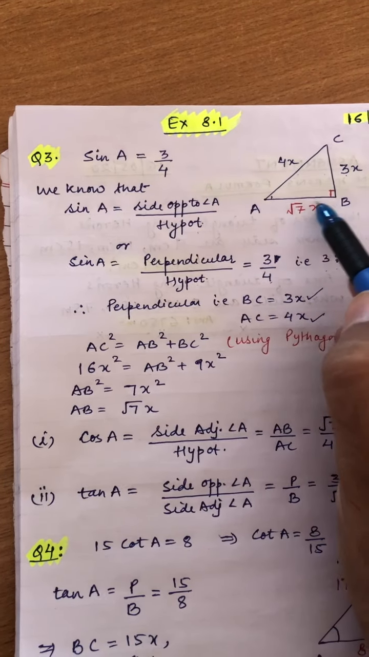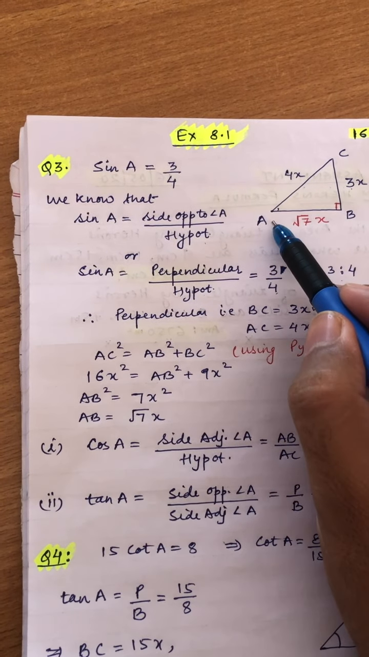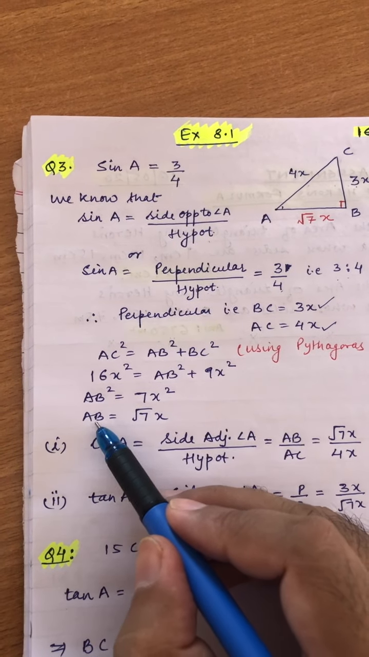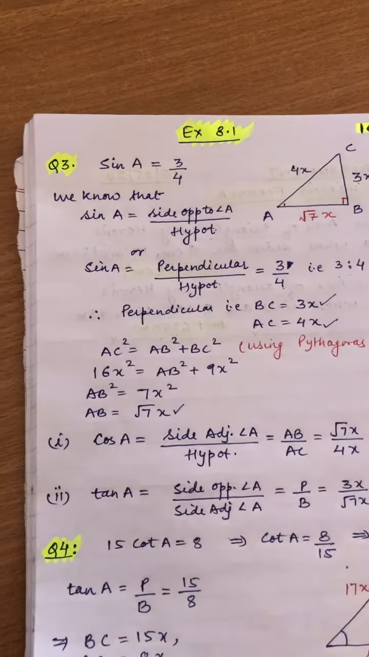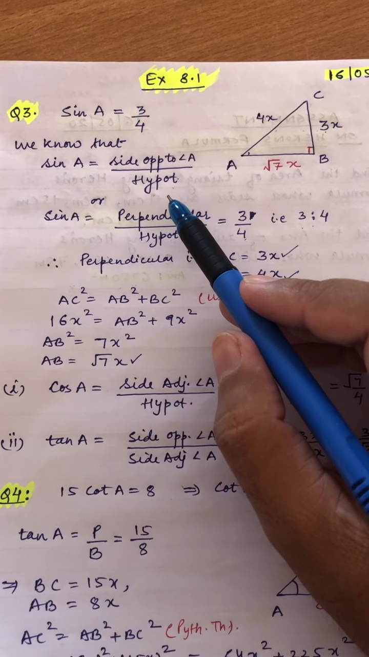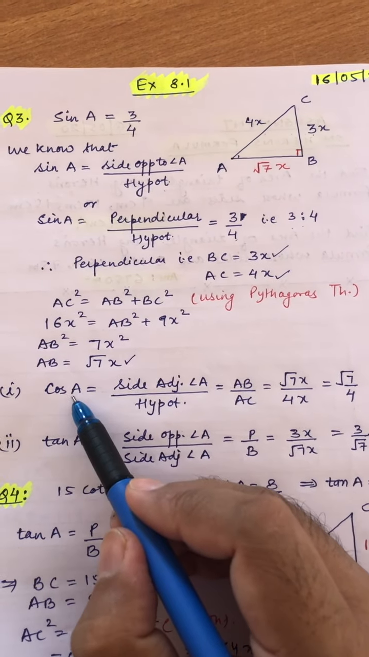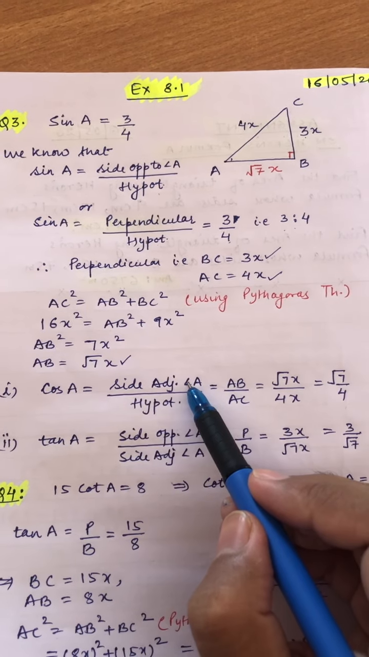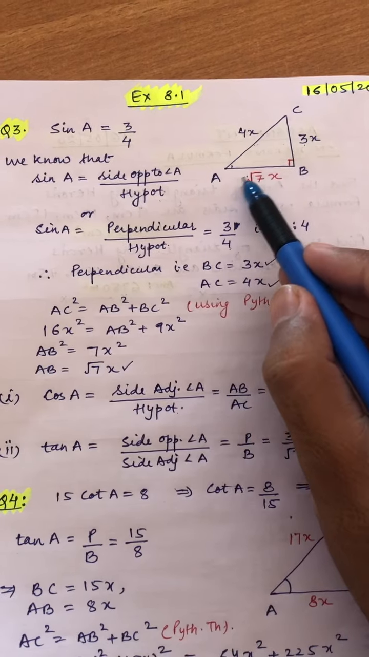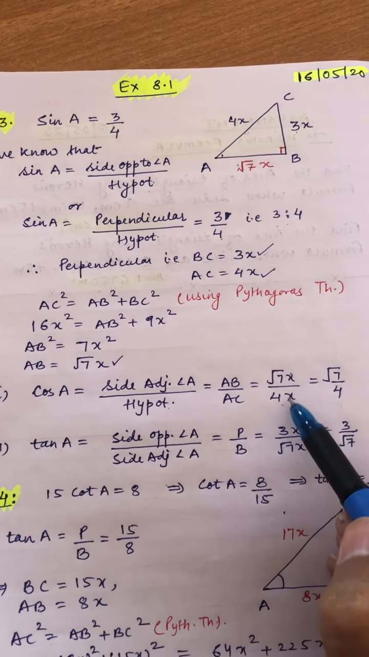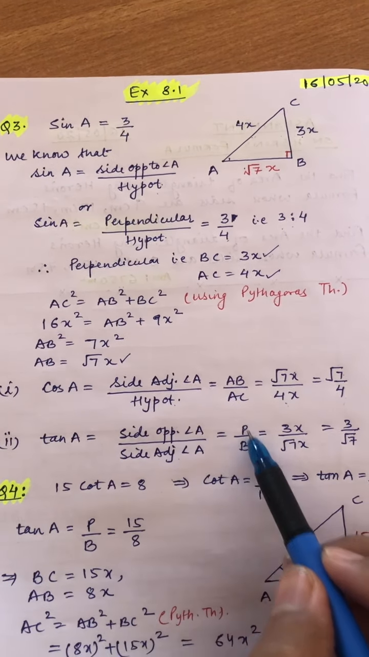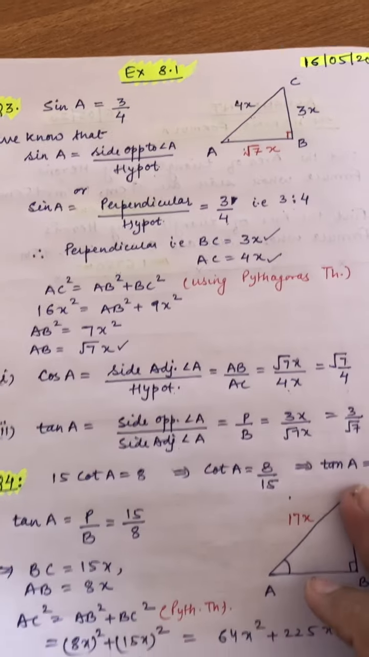Now with the help of Pythagoras theorem, we can find out the value of AB. So I have applied the Pythagoras theorem. On applying Pythagoras theorem, AB is coming as root 7x. Now when we get all three sides of the triangle, then we can find out the remaining ratios. We need cos A and tan A. So cos A is actually side adjacent or the base upon hypotenuse, AB upon AC. So AB we have found as root 7x and AC is 4x. x and x will cancel out, so root 7/4. Similarly, tan A, perpendicular upon base, that is 3x upon root 7x, 3 by root 7.